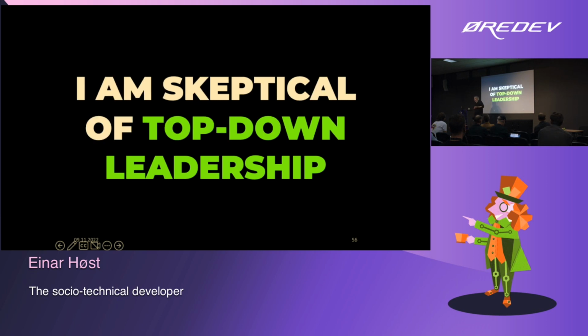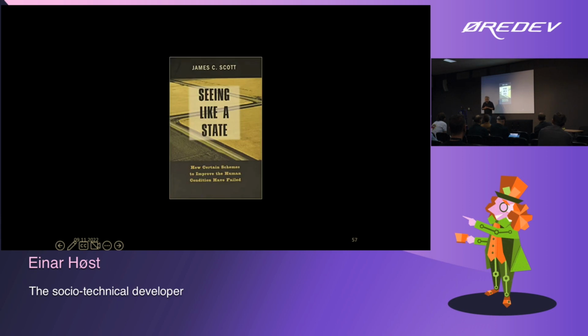At the same time, I'm very skeptical of top-down leadership with little in terms of feedback mechanisms. In fact, I'd like to recommend this book by James Scott. It's called Seeing Like a State, which is, well, not about software development, but it is, I'm going to argue, about socio-technical systems. And it talks about what can go wrong if you want to implement some grand scheme for your system and don't take local concerns into account and listen to the actual feedback and the learning that comes from that.